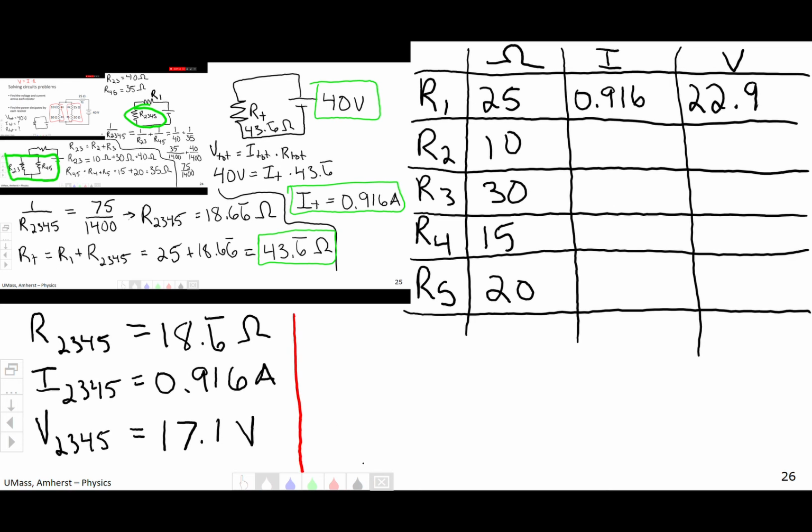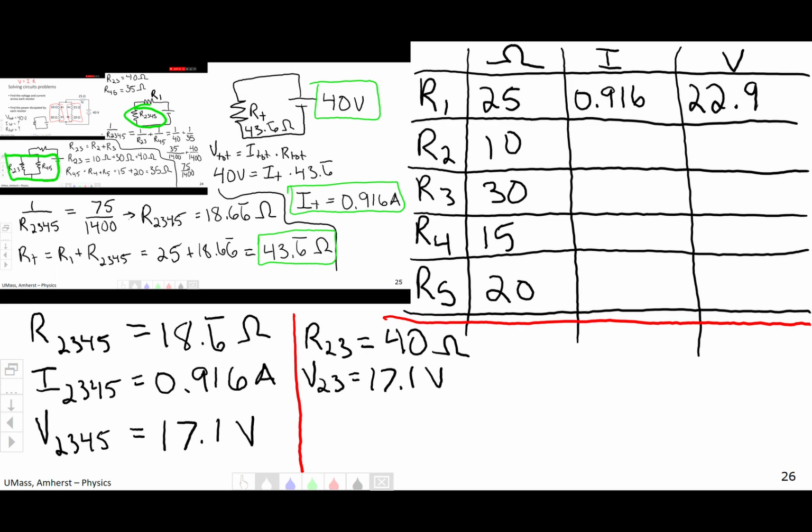So that means that R23 is, if I can find it, there it is, 40 ohms. I'm going to make a line right here so I don't get lost. All right, R23 is 40 ohms, and that means that the voltage V23 we get is 17.1 volts.